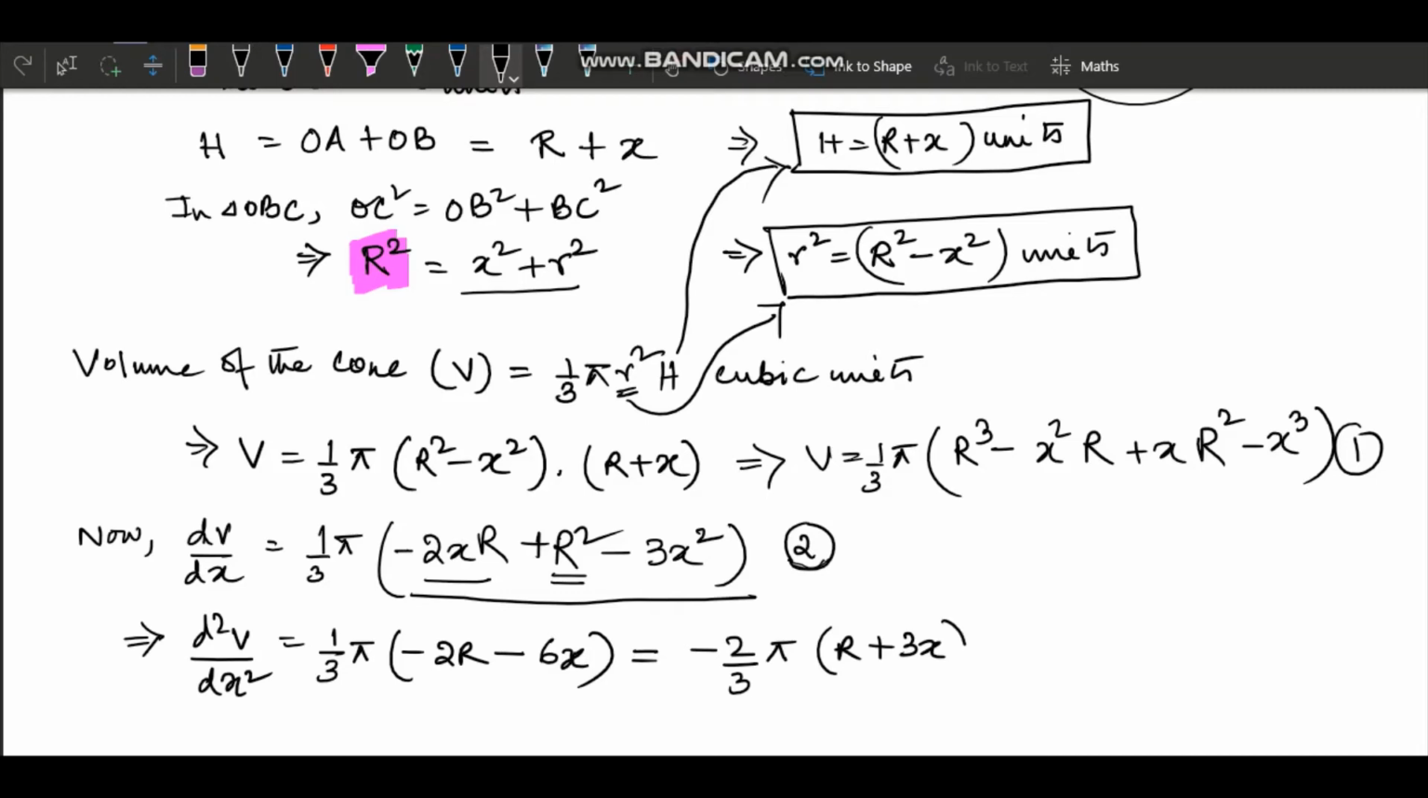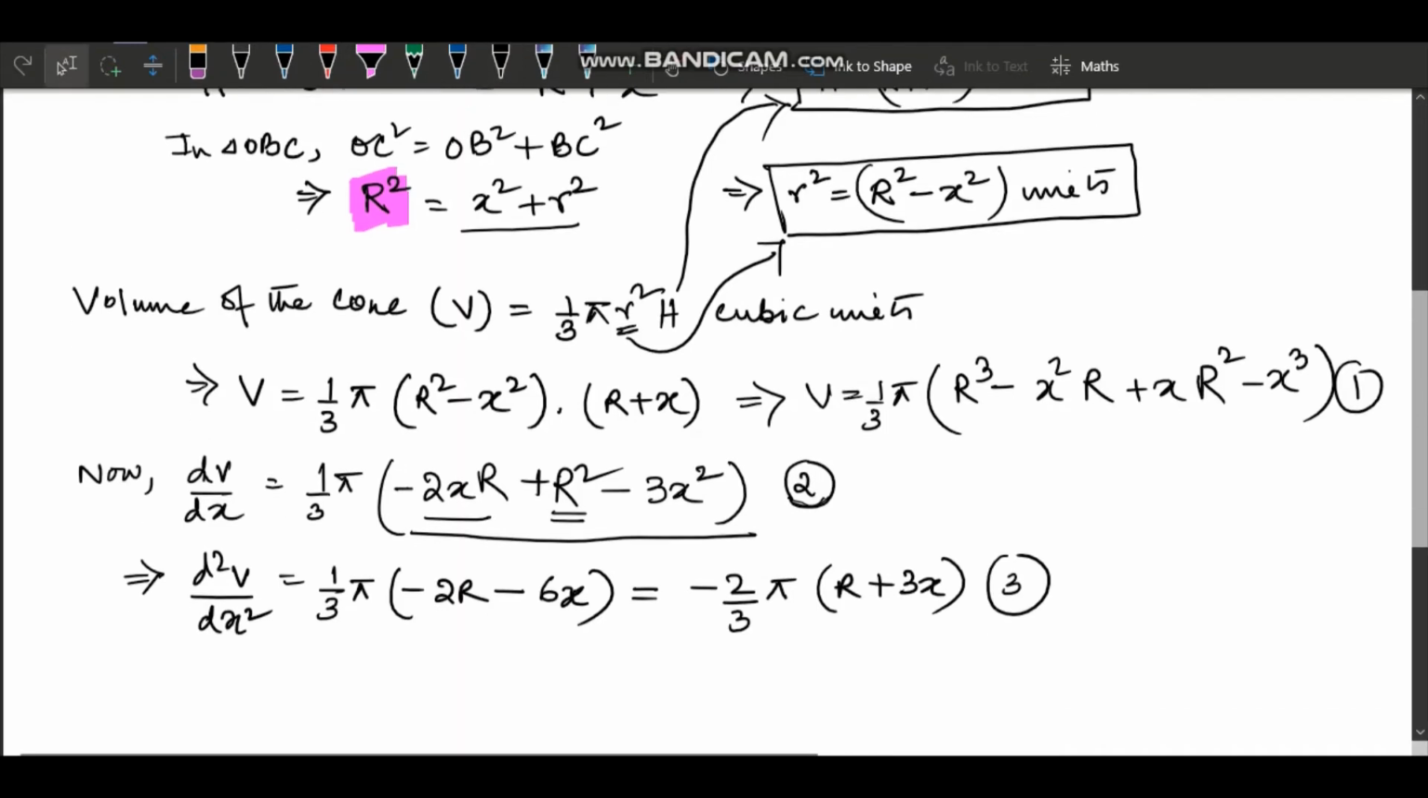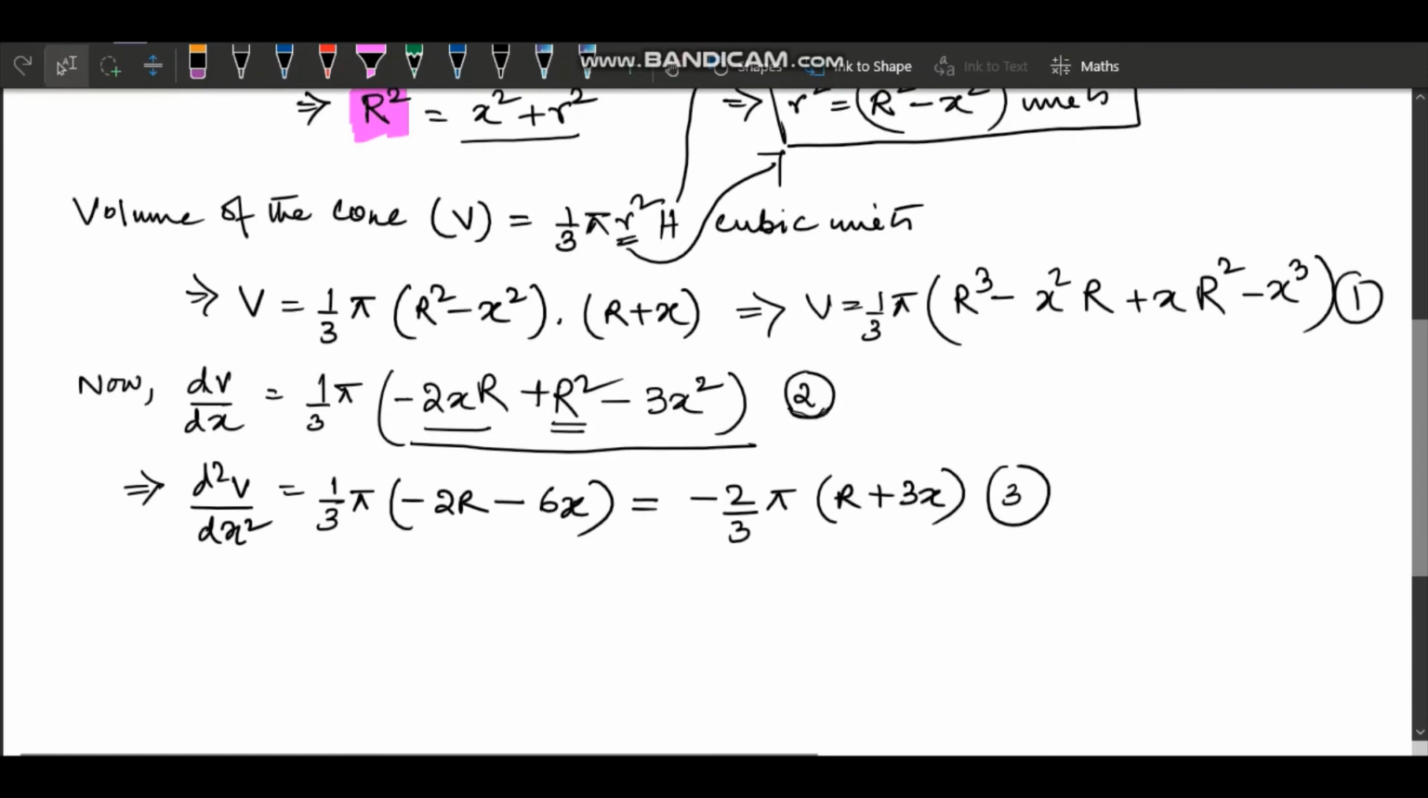So whatever be the value of x, x is going to be positive, right? So we are getting d2v dx2 as a negative quantity. So let us first find out the value of x from 2, which is going to maximize the value of V, which is the volume of the cone.